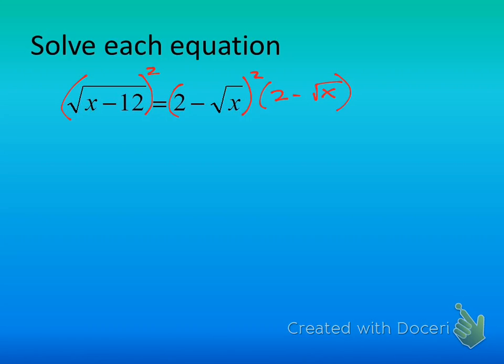Okay. So the left side becomes just x minus 12 equals the right side, foiled out now. 2 times 2 gives you 4. 2 times the negative square root of x gives you negative 2 square root x. Negative rad x times 2 gives you negative 2 square root of x. Negative times negative gives you positive. Square root of x times square root of x gives you square root of x squared, which is just x.